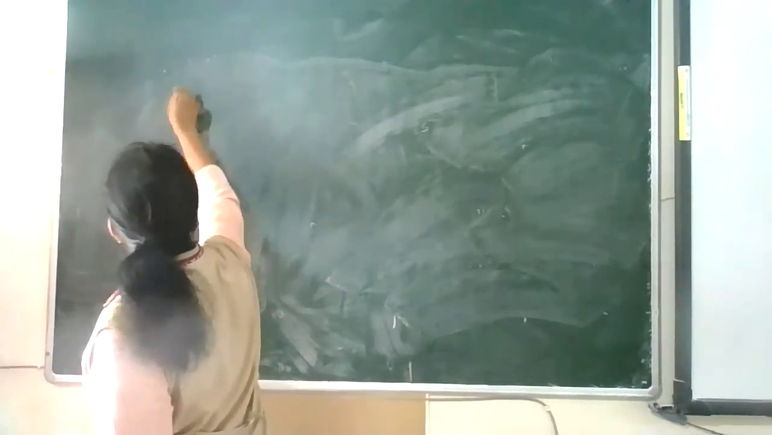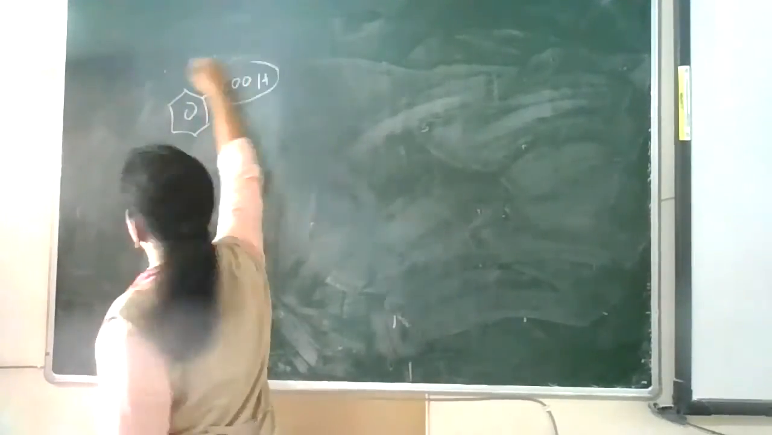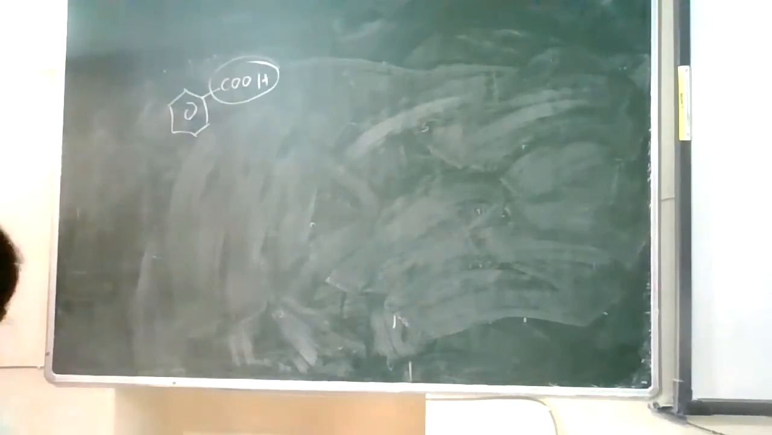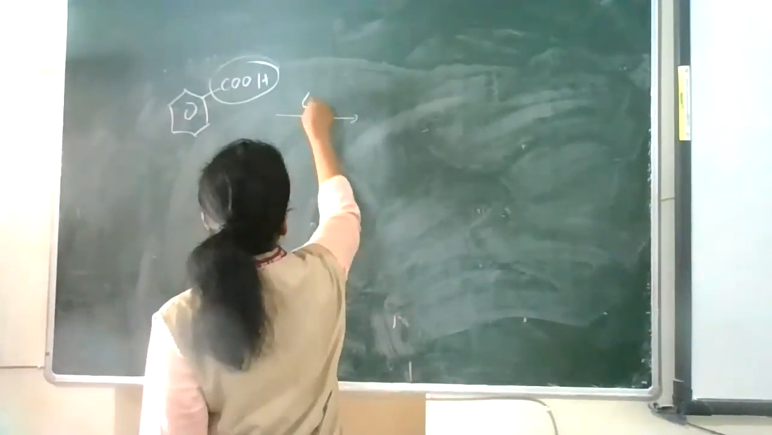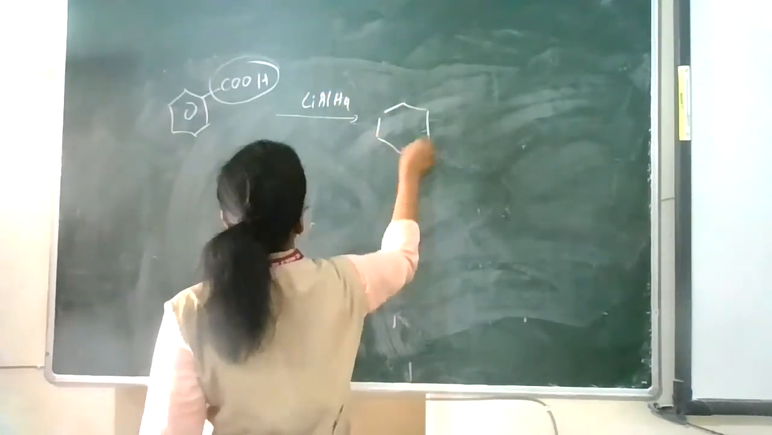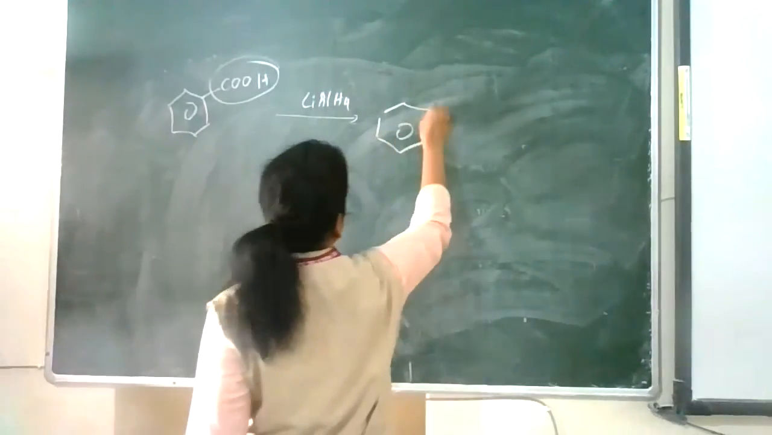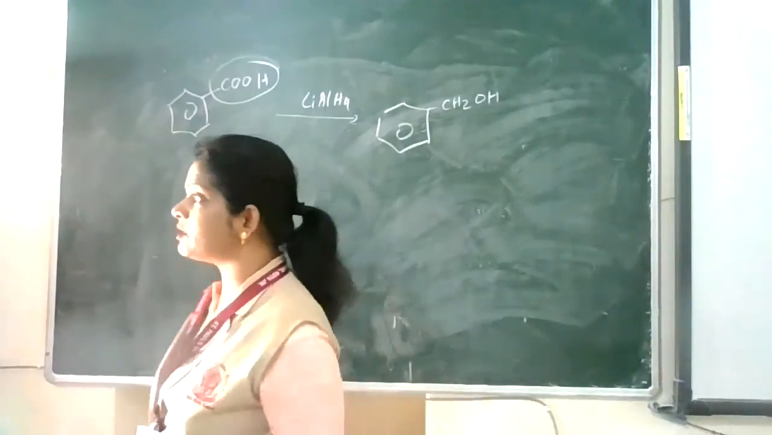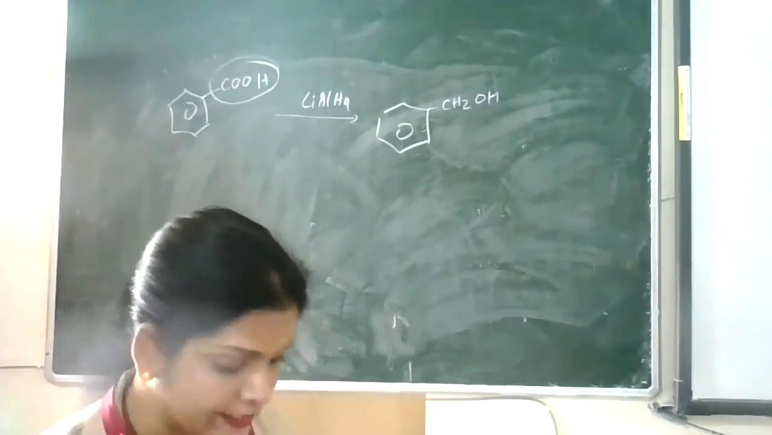The first one is the reaction with lithium aluminum hydride. What are you going to get? The corresponding alcohol, that is CH2OH, benzyl alcohol. Same number of carbon atoms, you are getting an alcohol. The corresponding alcohol you will be getting.